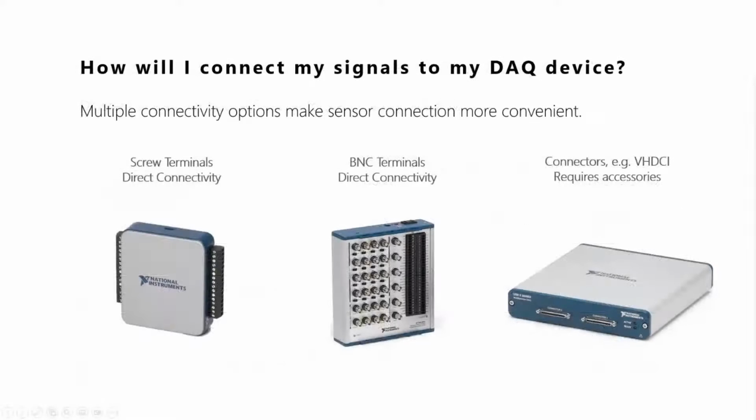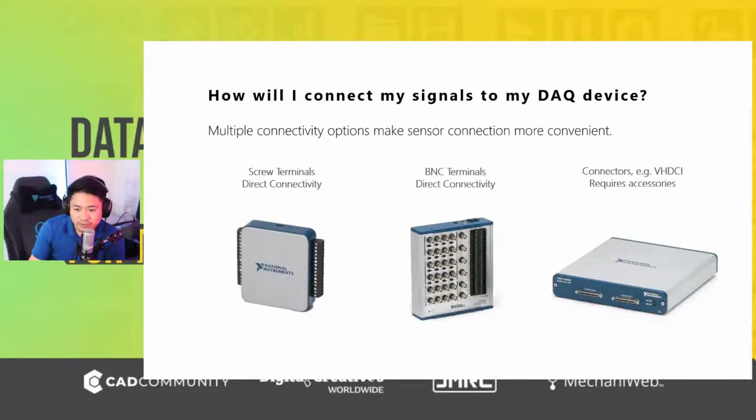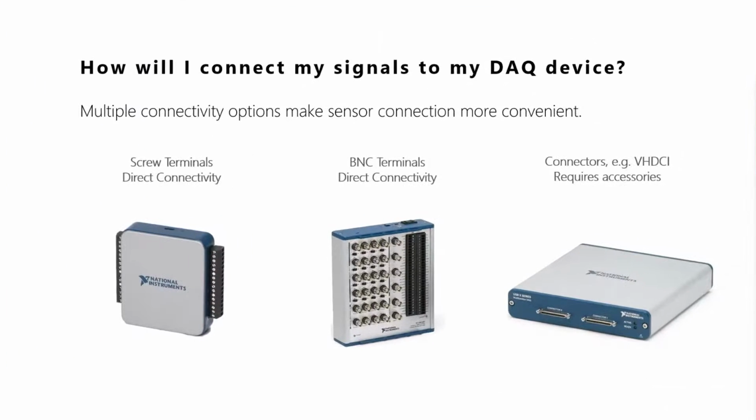All right. So the next question is also, how will you connect your signals to your data acquisition device? Some would have screw terminals where you just have your wire and screw it to lock it in. You also have BNC terminals, which are more robust, more reliable, but somehow a little bit more expensive. The third are connectors or VHDI, which basically are terminal blocks that allow you to connect your signals and shield it properly.